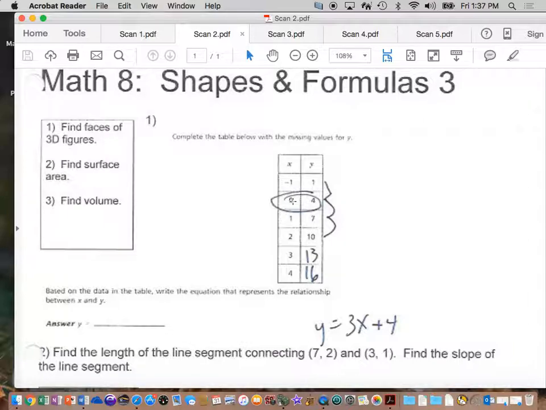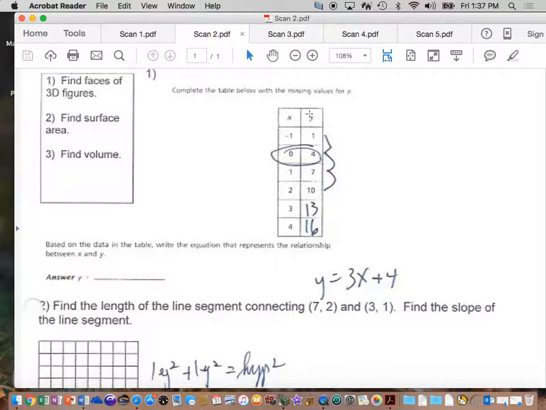Now we have, again, an old question. Remember I just said that they like to put questions about these equations on the state assessment test? Well, here's one. X and Y. I notice the X's are going up by 1s. What are the Y's going up by?